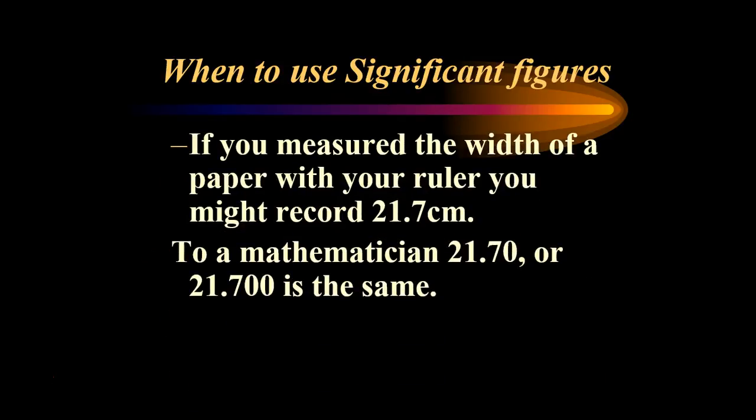Think about this: let's say that you took a ruler and you measured something and you found that it was 21.7 centimeters. That communicates something specific in science, which we'll talk about in just a second. To a mathematician, though, 21.7, 21.70, 21.700, those are all the same number. In science, you'll see here in just a second, they are not.